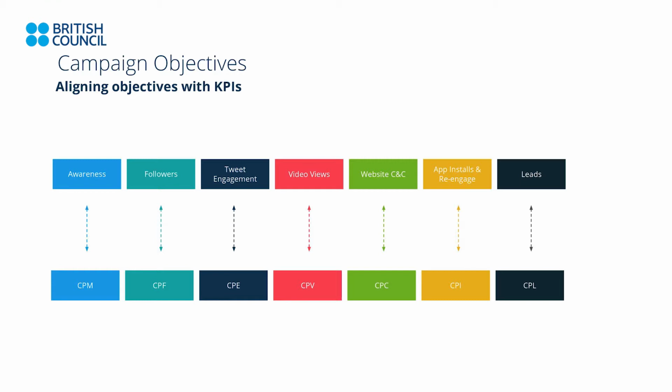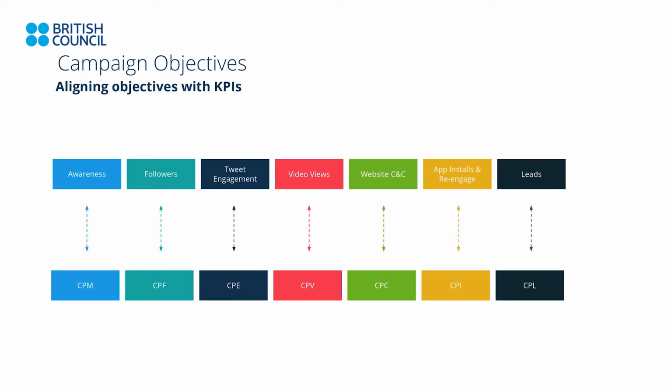For awareness, your key performance indicator will be CPM, which is cost per 1,000 impressions. That is, you pay every 1,000 times that your ad is shown on Twitter. It is not when 1,000 people see your ad. No, that's reach. It is 1,000 times that your ad is shown, which means that one person could see your ad twice. That will be one reach with 2 impressions. For awareness, your KPI should be cost per impression.